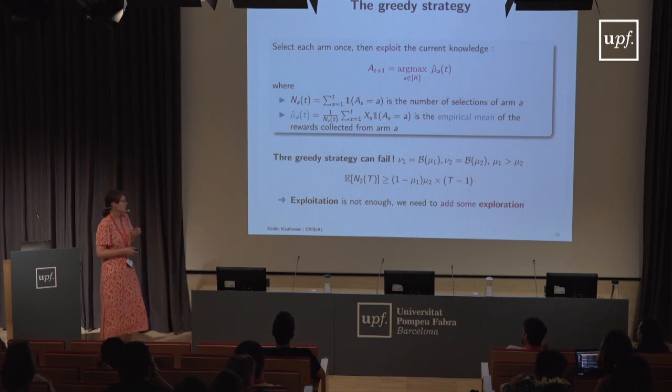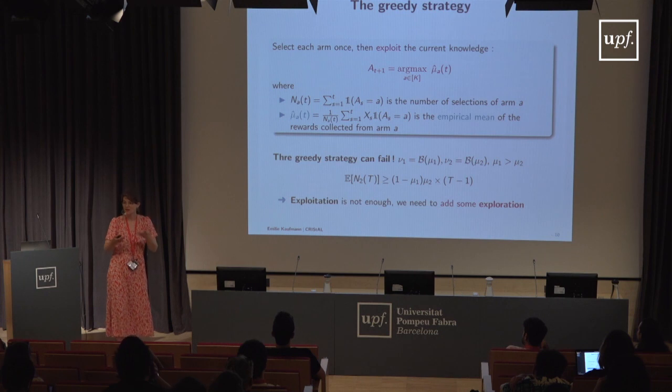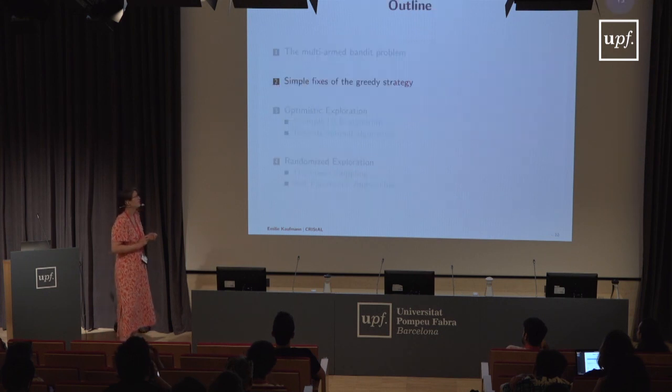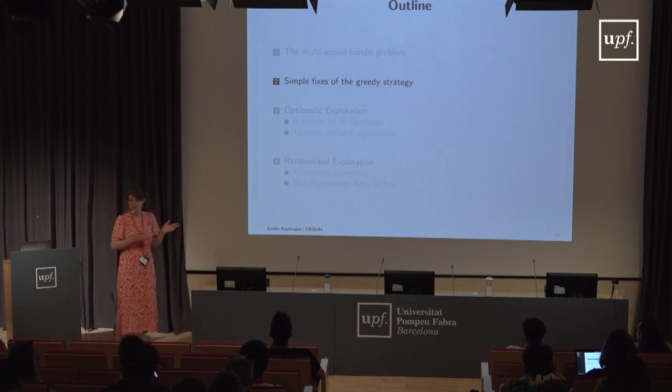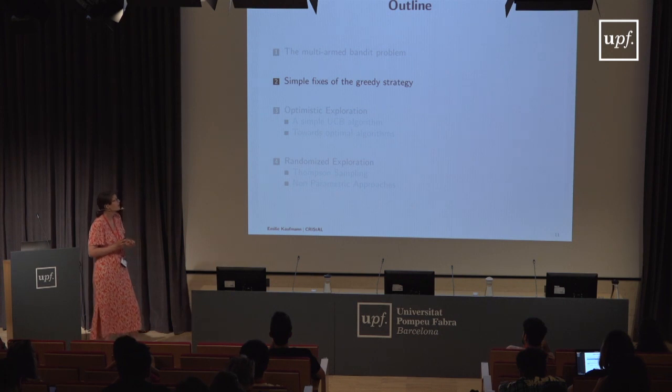So this means that pure exploitation is not enough, and so the interest of bandit algorithms is to add the right amount of exploration. To do that, we will start with simple strategies that just try to fix a little bit what is happening with greedy. Also, before I start this, I forgot to say, but feel free to interrupt me at any time if you have a question or need a clarification.